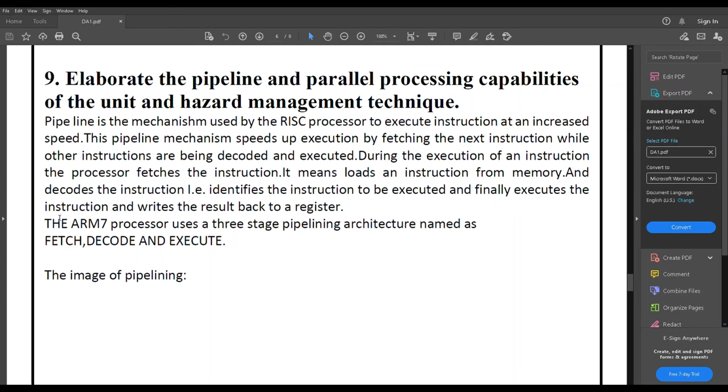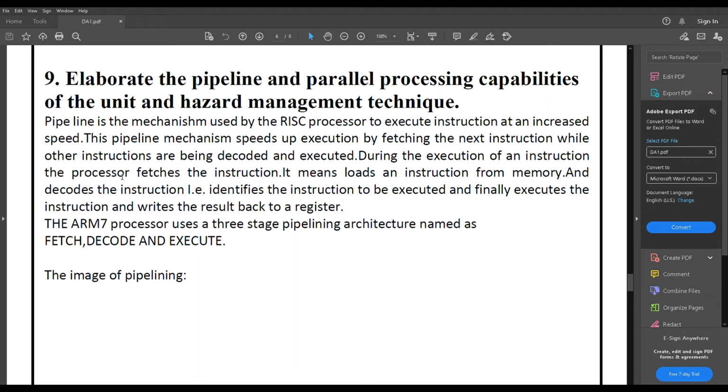The next question is to elaborate the pipeline and parallel processing capabilities of the unit and the hazard management technique. Pipeline is a mechanism used by a RISC processor to execute instructions at an increased speed. This pipeline mechanism speeds up execution by fetching the next instruction while other instructions are being decoded and executed.